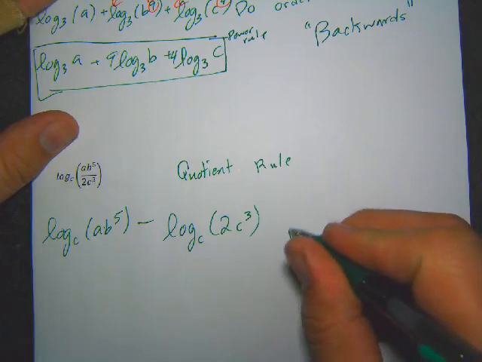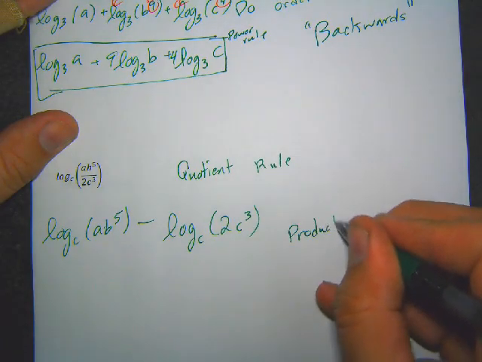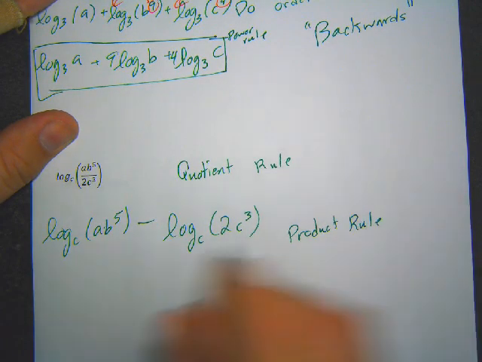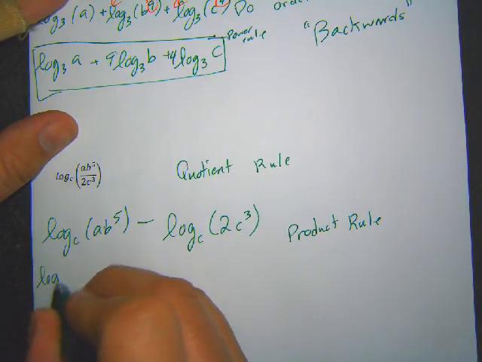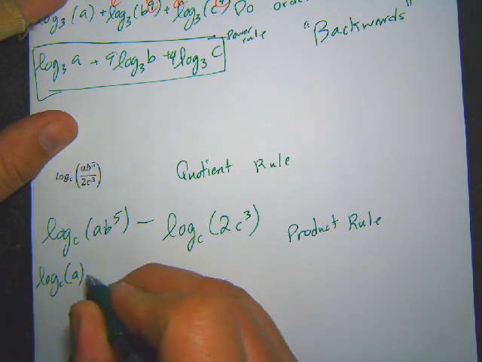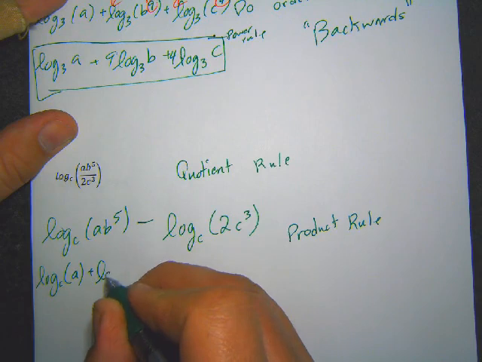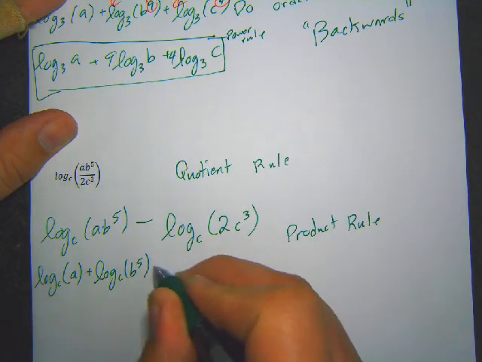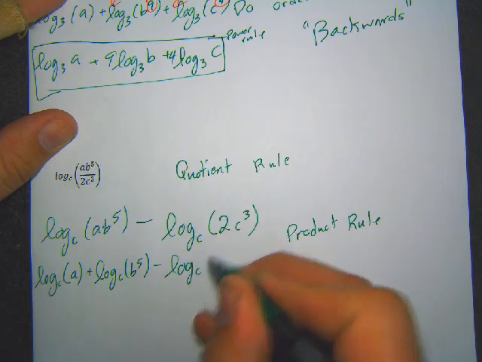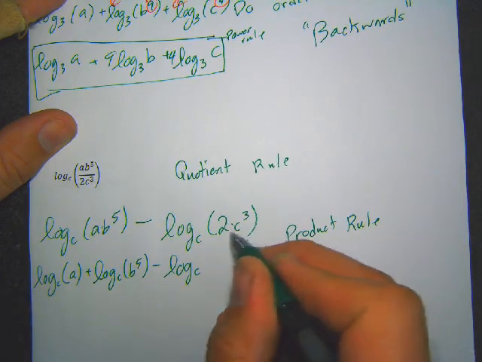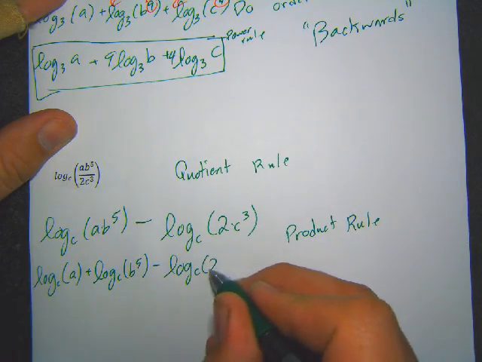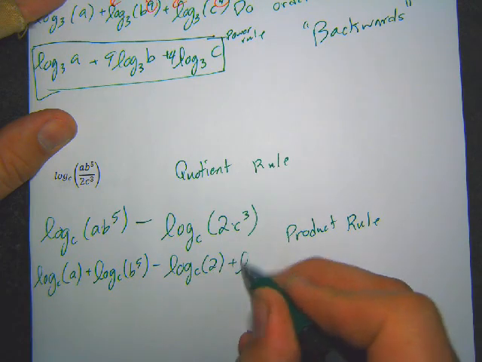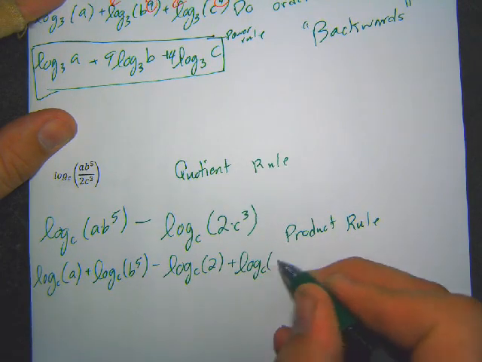So now I'll do the product rule. I'm going to break this multiplication. So I get log base c of a plus log base c of b to the fifth minus log base c. I'm going to break this one up too, so that multiplication is going to turn into log base c of 2 plus log base c of c cubed.